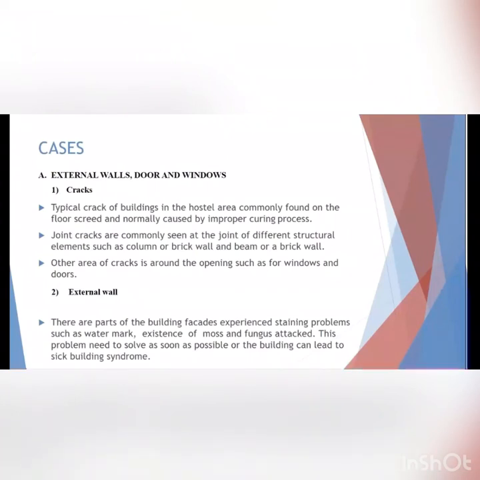So firstly, I found a crack in the building in the hostel area, which is a floor crack, and normally caused by improper process. So the joint cracks are common in structure elements such as brick wall, beam or column wall. The common causes of cracks are identified due to the different thickness of plastering on those structures and the infrastructure, and the bonding element that holds the brick to the column or the beams. So other area cracks are around the openings, such as the windows and the door of the hostel.